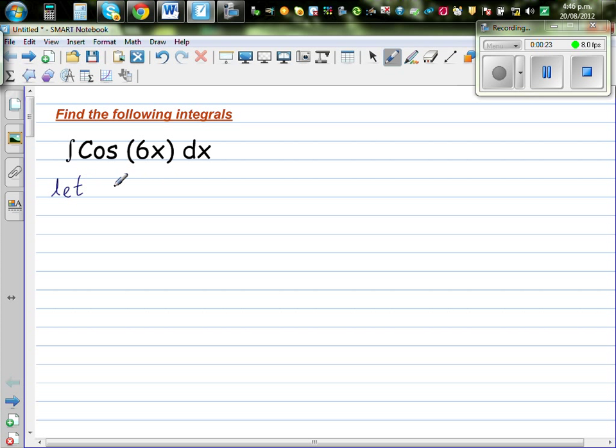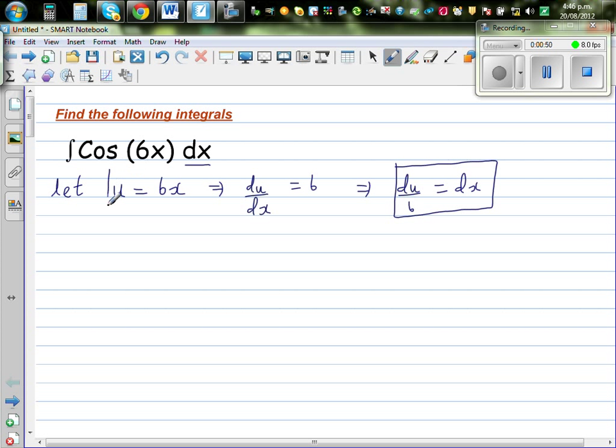So I'm going to let u is equal to 6x. This implies, differentiating both sides with respect to x, du by dx is equal to 6. So du by 6 is equal to dx. In place of dx, I'm going to put du by 6, and in place of 6x, I'm going to put u. So these are the two substitutions.